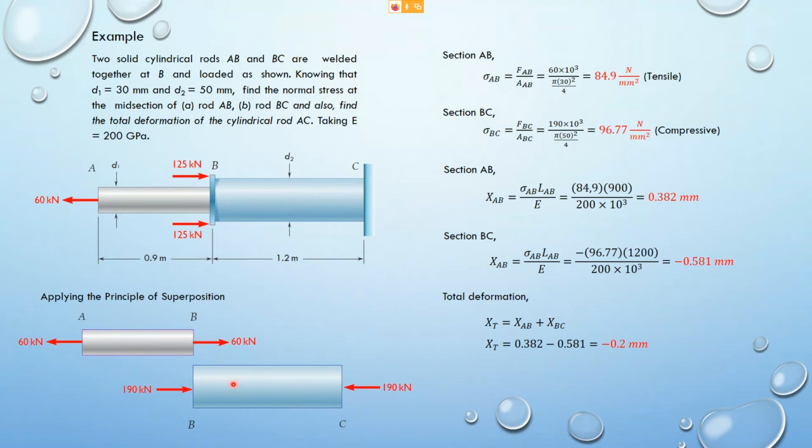So once you have got your principle, once you have got your forces at each part, we can find out the stress at each section of the bar. So first is the stress acting at section AB. You have the force FAB, that is 60 kilonewton, divided by the area.